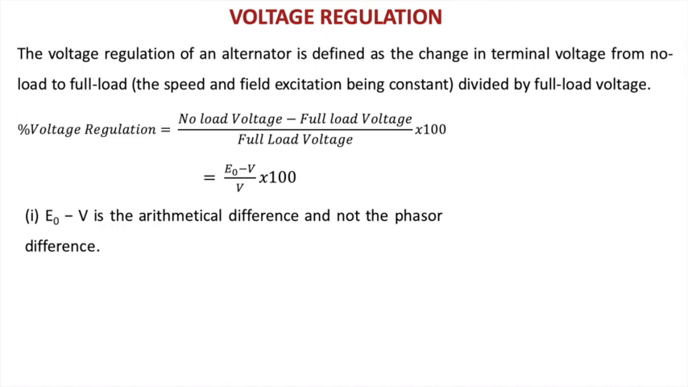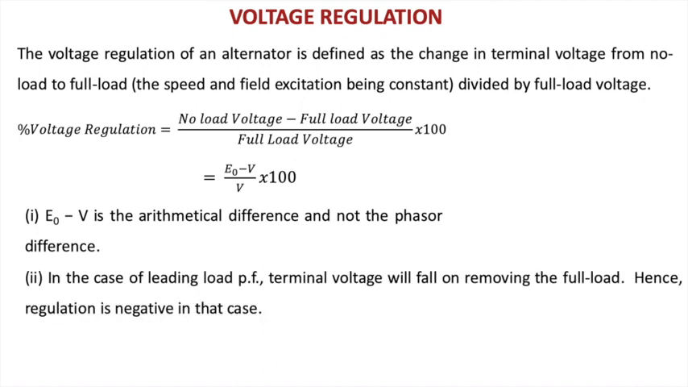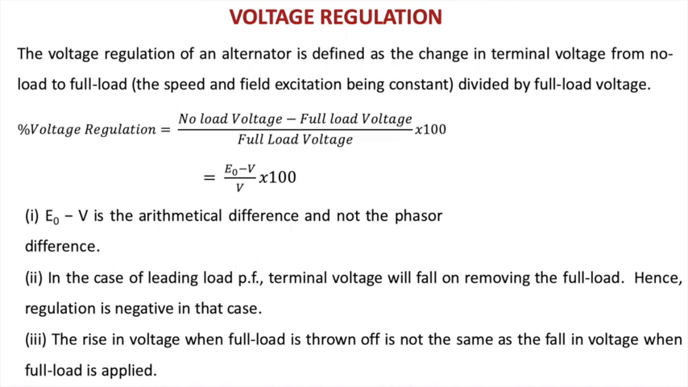You already know what E0 and V are, and the drop E0 minus V has to be calculated for the voltage regulation. In the last phasor diagrams we had drawn the terminal voltage and the no load voltage E0. So E0 minus V is the arithmetical difference and not the phasor difference. In case of leading load power factor, the terminal voltage will fall on removing the full load, hence the regulation is negative in that case. And the rise in the voltage when full load is thrown off is not the same as the fall in the voltage when full load is applied.